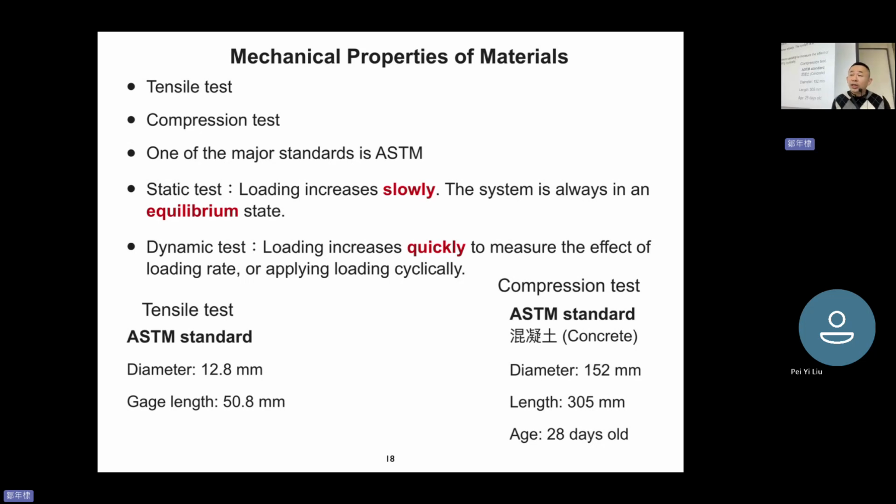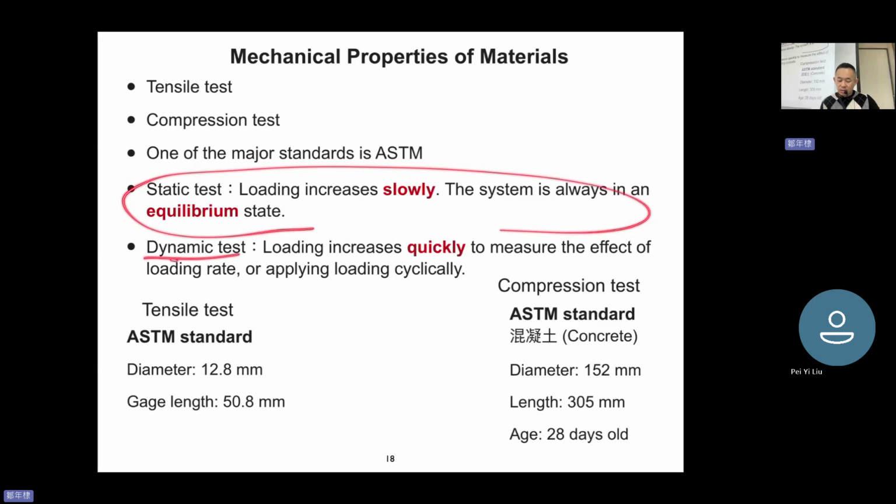And also, typically in this course, we talk about the static test, which means that the loading increases slowly. So you can regard every time step of this test as the material always being at an equilibrium state. The increment is so slow that the material doesn't change dramatically. So yeah, this is a simpler way.